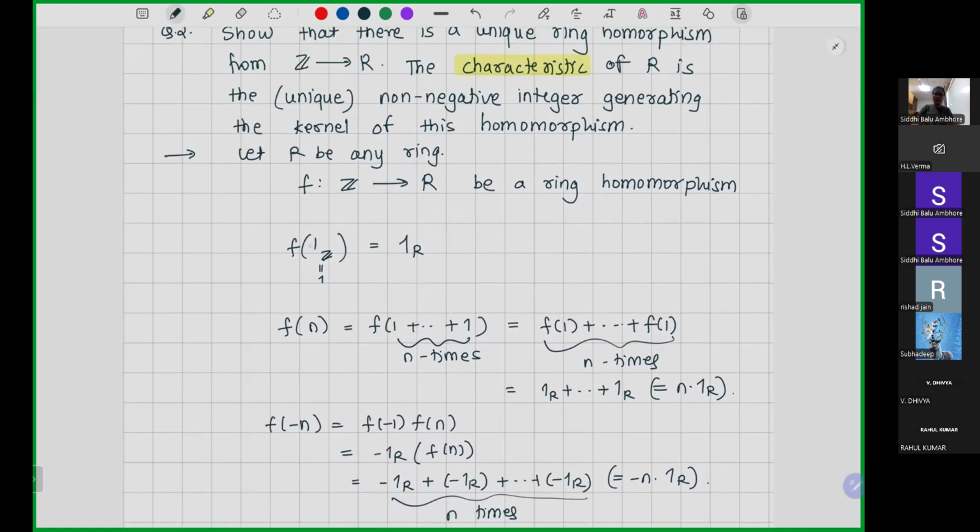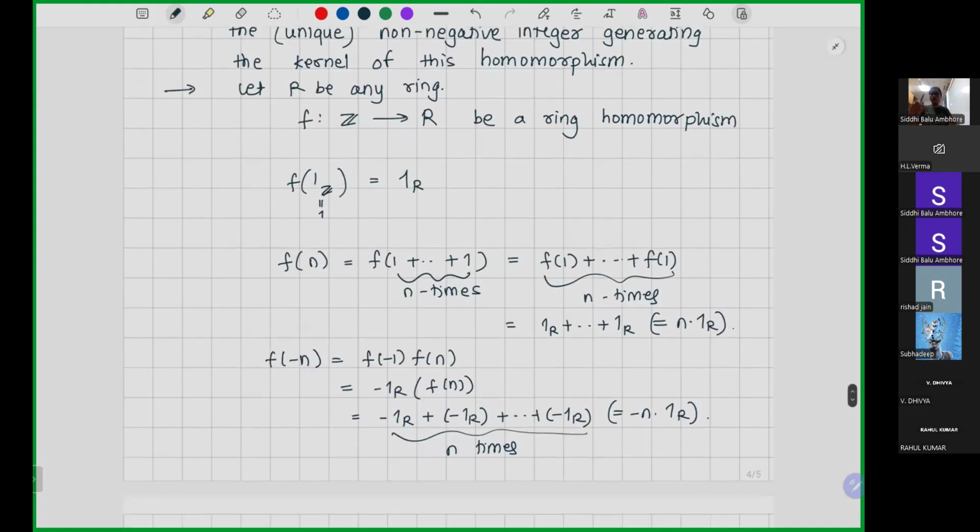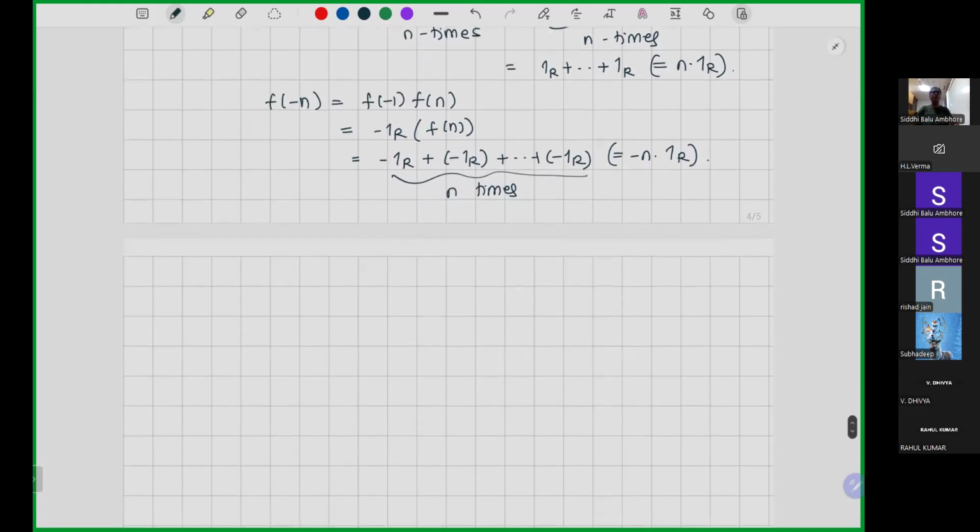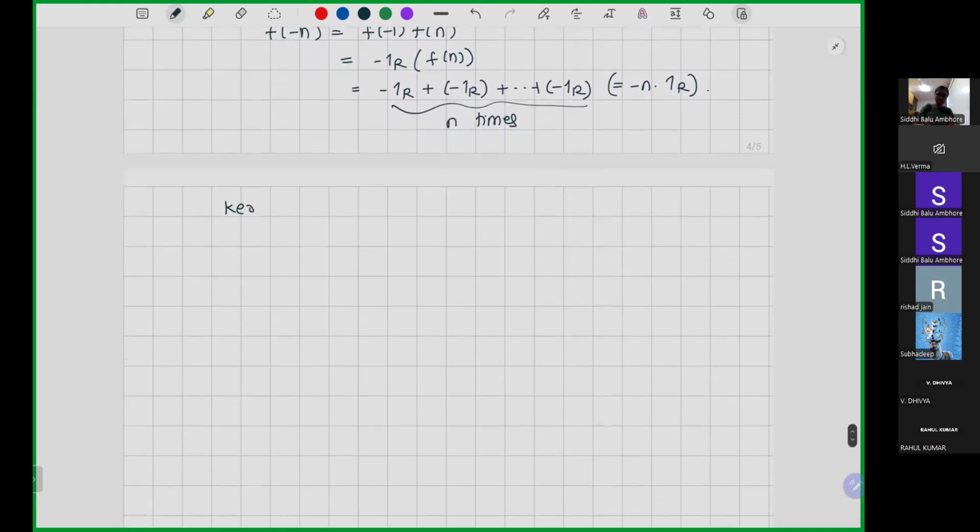of this condition that f of 1 goes to 1, and the moment we have f of 1 goes to 1, where this 1 in the domain is Z, then f of n, which is obtained by the additive property of ring homomorphisms, gives me the nature of entire f, how f is defined. Okay, and what they are saying is that the kernel of this map f is, by definition, such that f of n is 0_R.